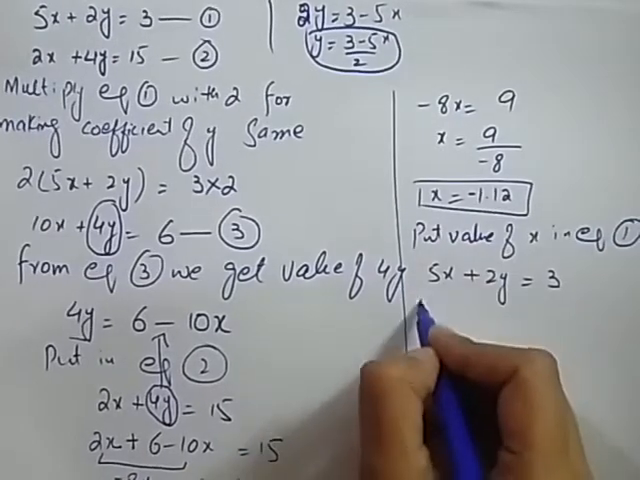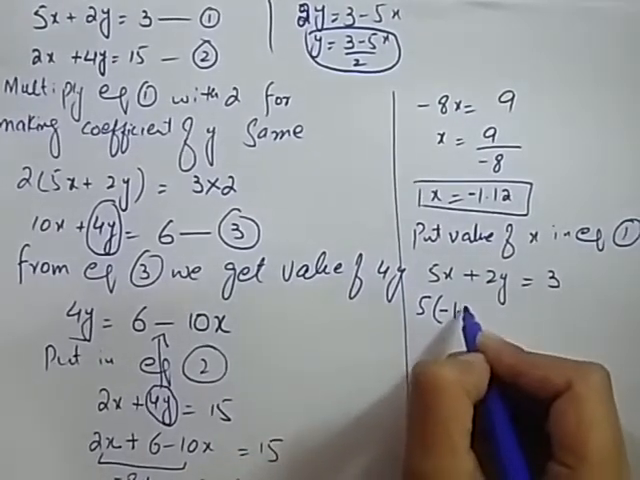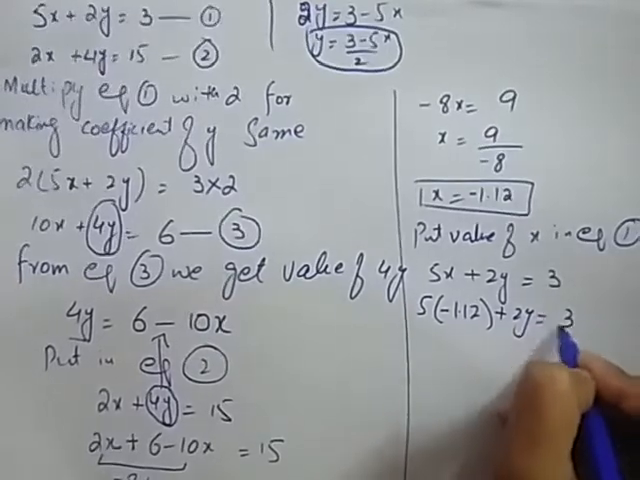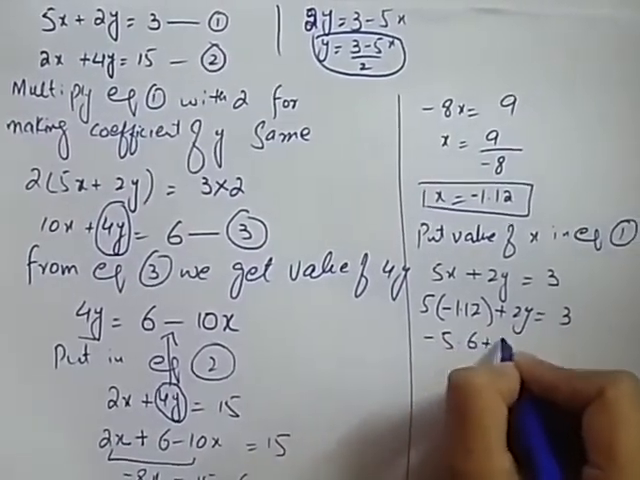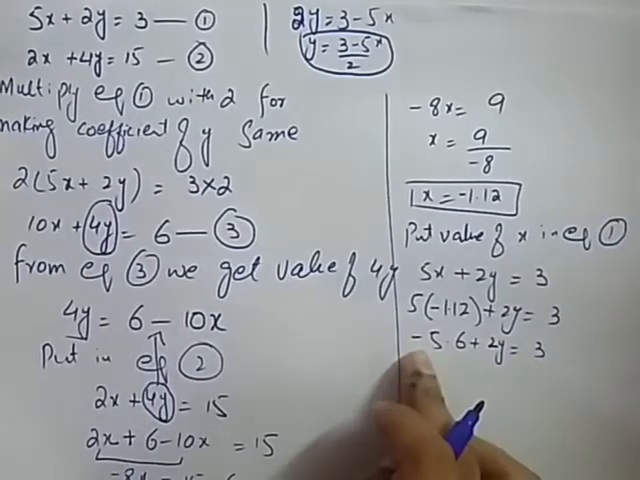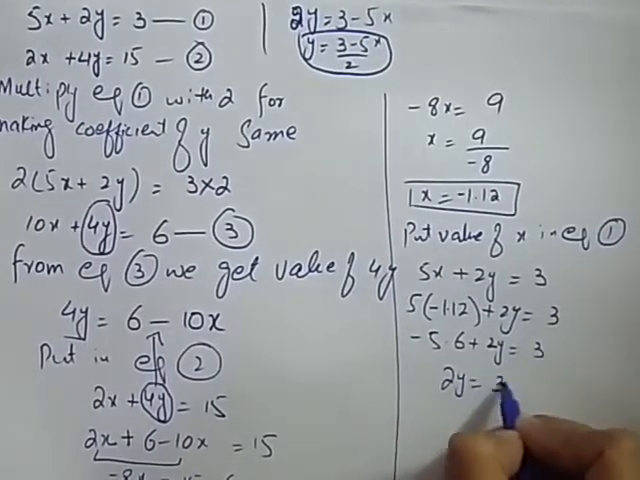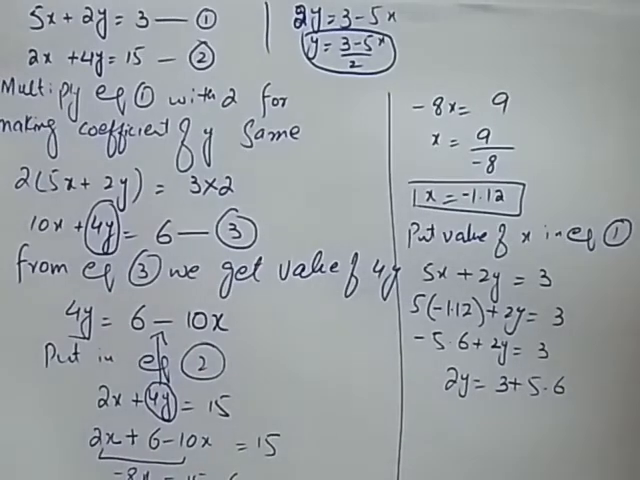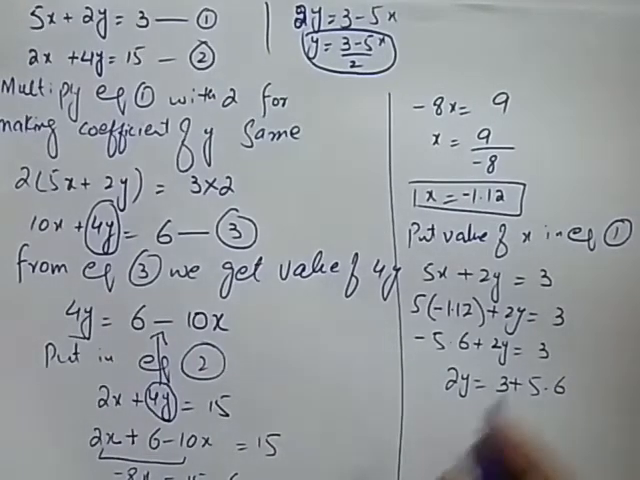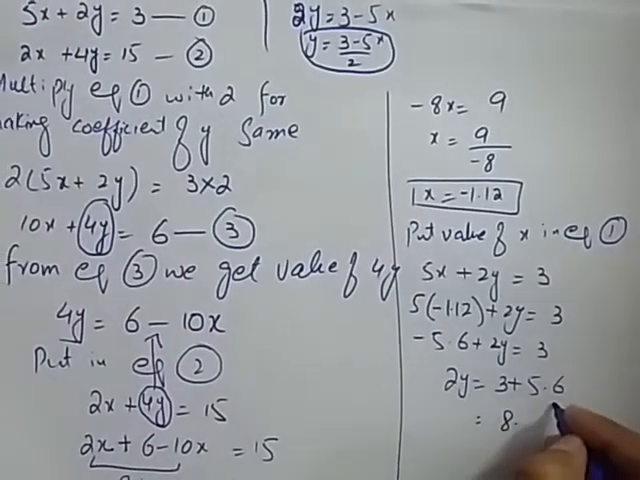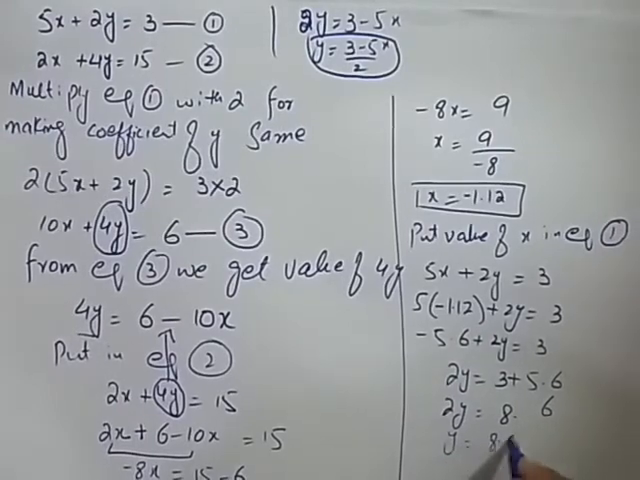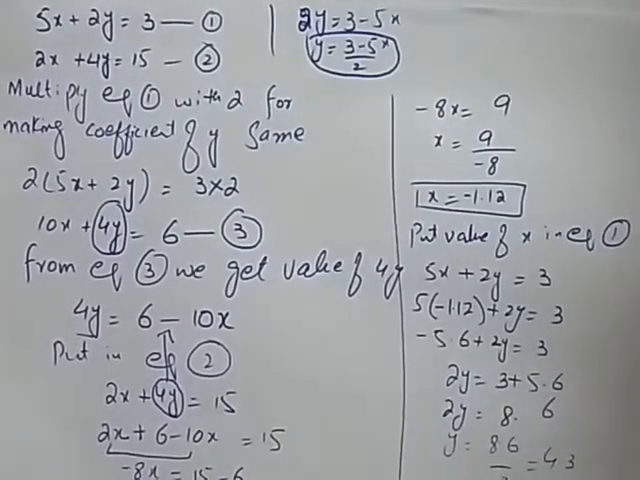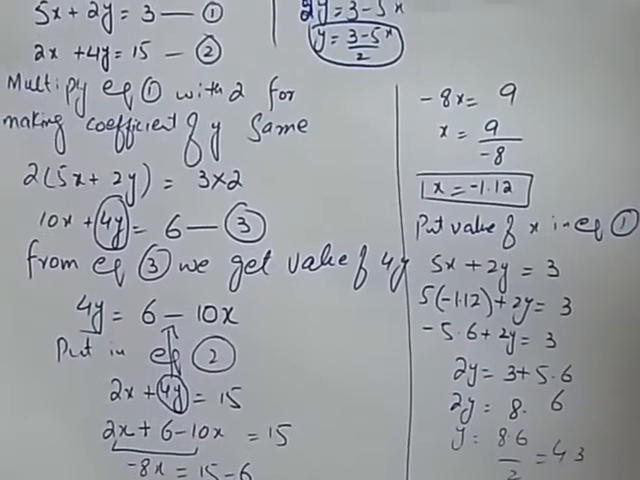At the place of x, I have to put the value. 5 remains the same, minus 1.12, plus 2y is equal to 3. Okay, now 1.12 multiplied by 5, the answer is minus 5.6. The rest of the values will remain the same. Now this is minus, on the other side it will be plus. So 3 plus 5.6, the answer is 8.6. Okay, now this is 2y, so y is equal to 8.6 divided by 2. So 4.3 is the answer of y.